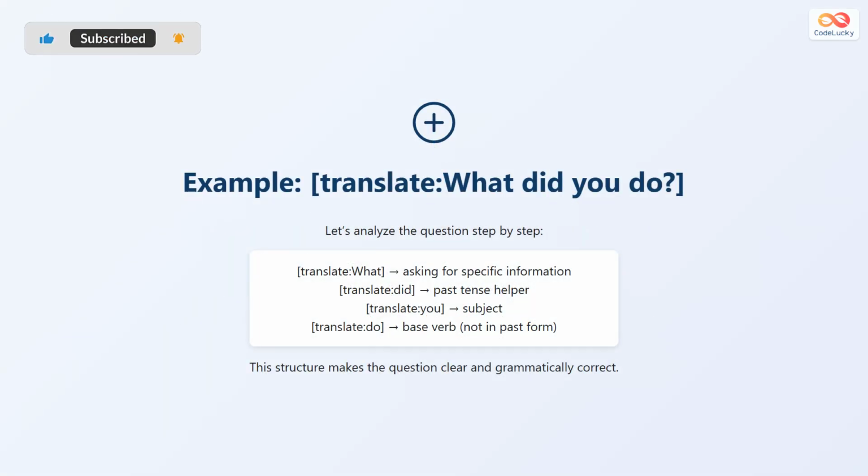Let's look at the question, what did you do? The word what asks for specific information. Did is the helping verb that shows the past tense. You is the subject, and do is the base form of the verb. Notice that the main verb, do, stays in its base form because did already indicates past tense. So this question means you are asking someone about their action or activity in the past.